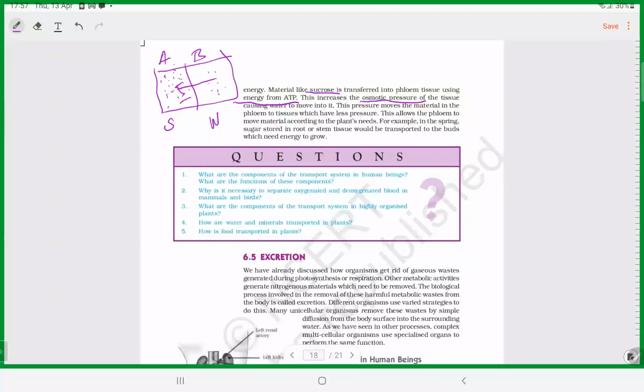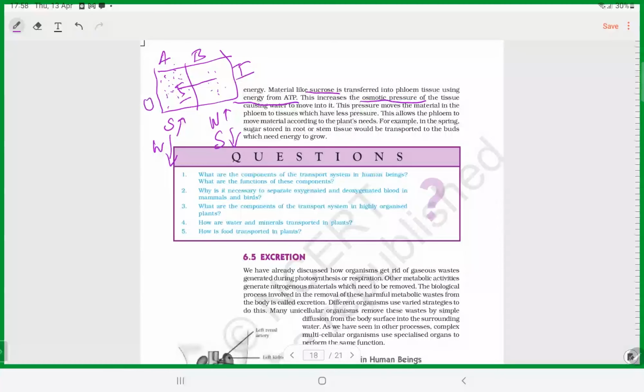B. See, just think. In a glass of water, you added 10 spoons of salt. Now, solute will have more potential than water. This is A. Solute potential is more. In compartment B, a glass of water with only half a spoon of sugar. Now, solute potential is less in compartment B. Water potential is more in compartment B. Can you understand? Now, where will the water move? From B to A.